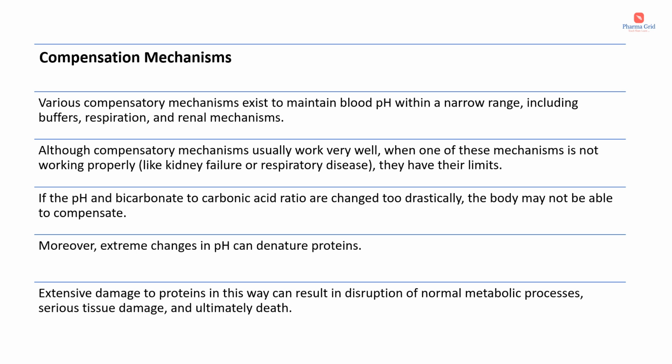So we have discussed the four acid-base disorders, metabolic as well as respiratory, acidosis and alkalosis. Now regarding the compensation mechanisms. Various compensatory mechanisms exist to maintain blood pH within a narrow range, including buffers, respiration and renal mechanisms. Although compensatory mechanisms usually work very well, when one of these mechanisms is not working properly, like kidney failure or respiratory disease, they have their limits.